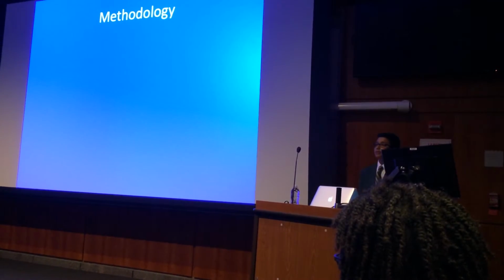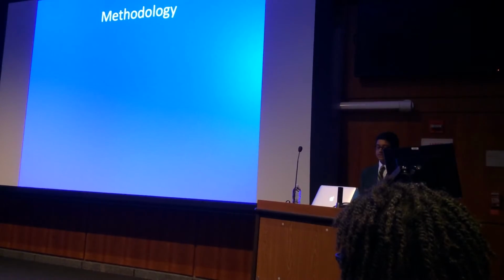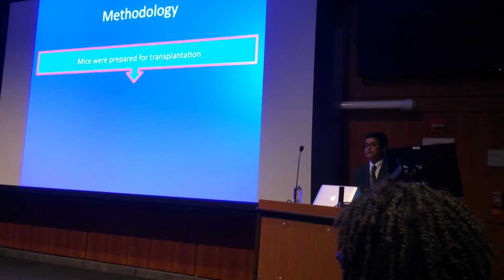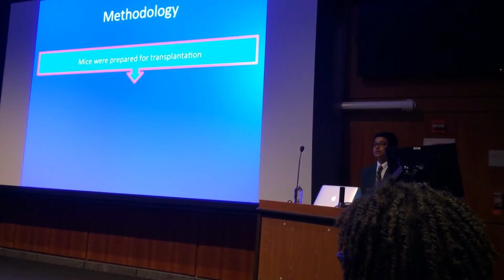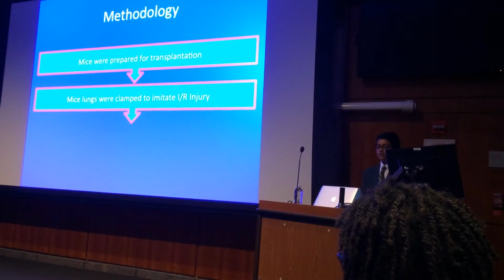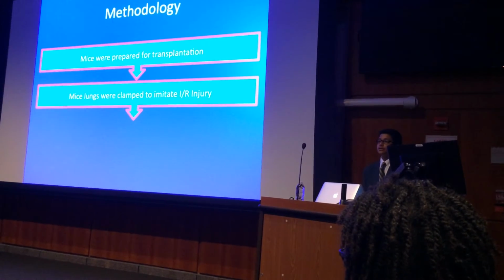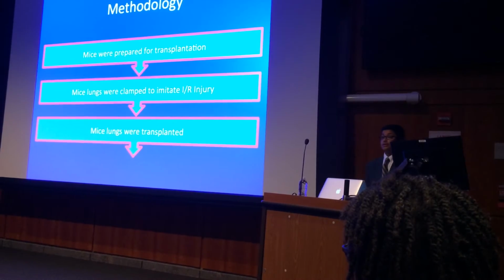In a previous experiment, my lab did an identical test on mice lung tissue, and the methodology was stated as: the mice were prepared for transplantation. Next, the mice were clamped to imitate IR injury. Finally, the mice lungs were transplanted.